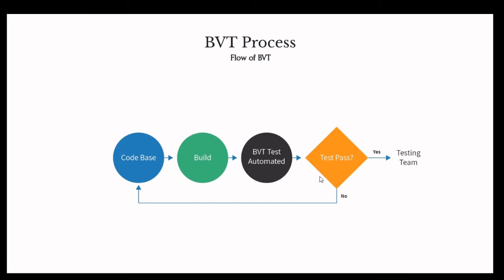If we have some failures, then we should identify those failures and give them back to the developer. If there is some issue with the code which causes the failure of very basic requirements, then the developer should fix it, and then again this process should be followed. So this is a very basic and simple flow of BVT.